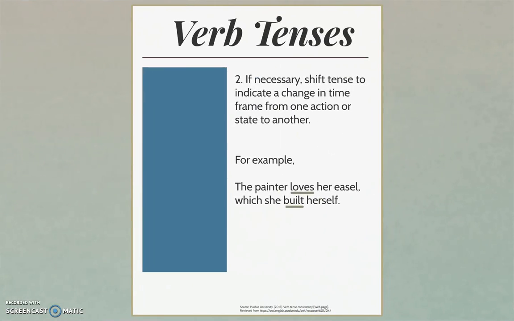If necessary, shift tense to indicate a change in time frame from one action or state to another. For example, the painter loves her easel, which she built herself. Loves is in the present tense, referring to a current state. She loves the easel now. Built is in the past tense, referring to an action completed before the current time frame. She's not still building her easel.